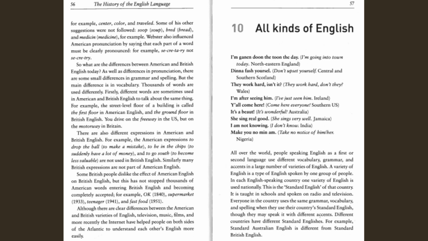Although there are clear differences between the American and British varieties of English, television, music, films, and more recently the Internet, have helped people on both sides of the Atlantic to understand each other's English more easily.